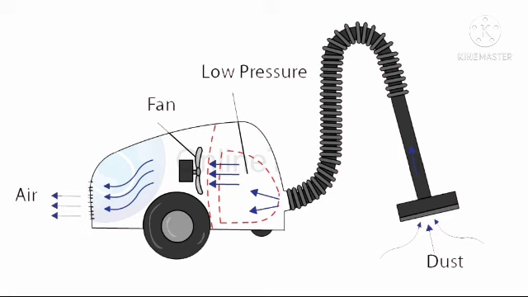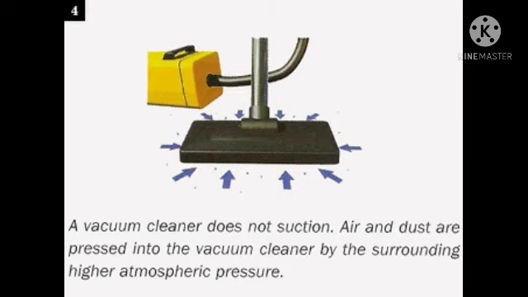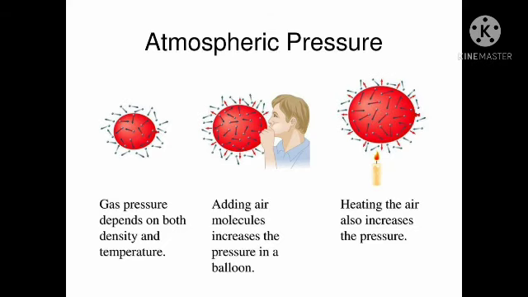And you can see the vacuum cleaner, is it? The vacuum cleaner is what we use for cleaning the house. So the vacuum cleaner does not really suck. Suction does not occur, but the air and the dust are pressed into the vacuum cleaner by the surrounding high atmospheric pressure. Inside the vacuum cleaner tube, low air pressure will be there, whereas outside, high air pressure will be there. Because of that, all the air and the dust will be sucked in, and that is how the cleaning process occurs.